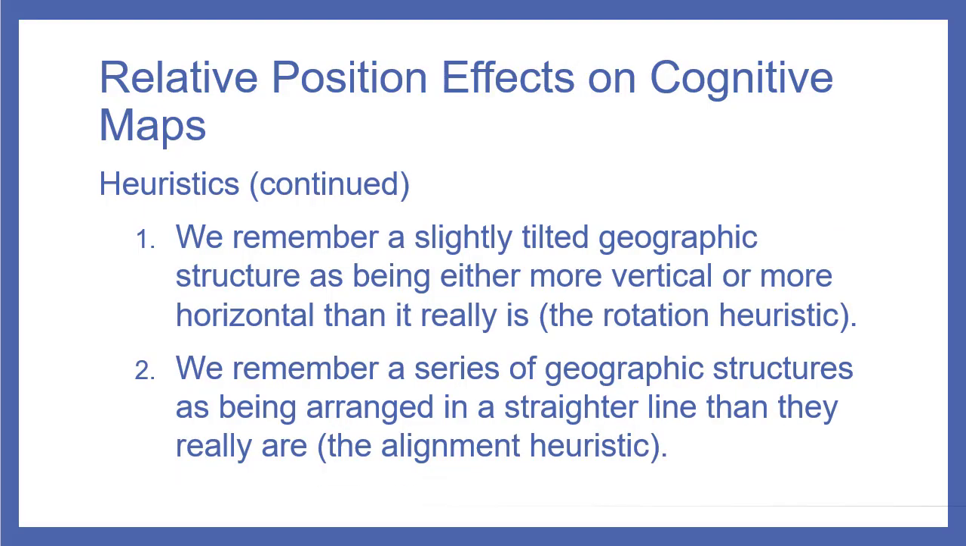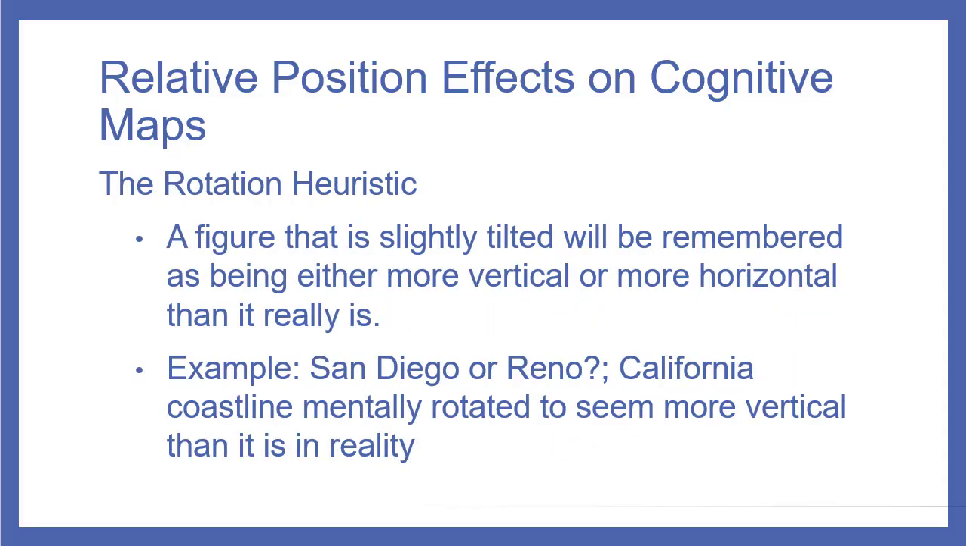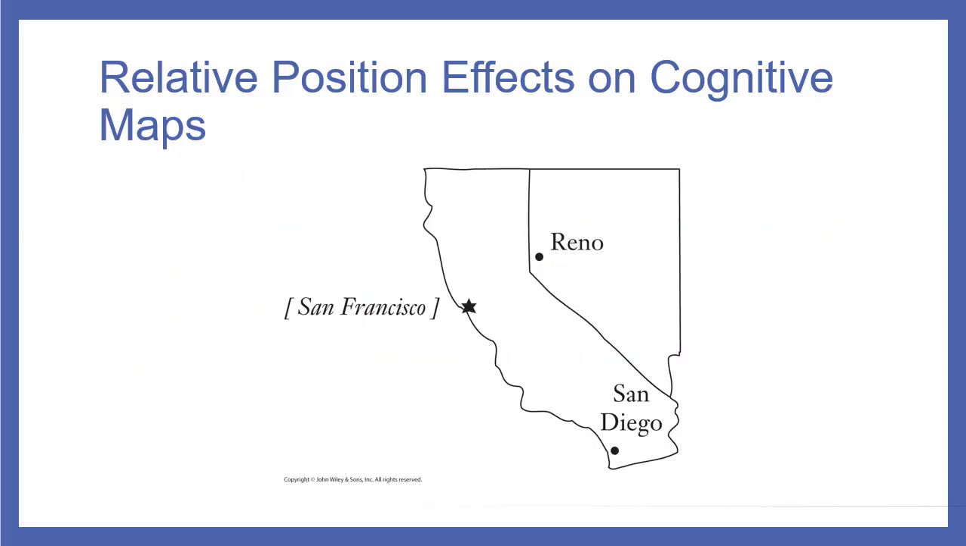And we also remember that things geographically are more lined up or straighter than they actually are, which is the alignment heuristic. The rotation heuristic is also in play here, in that we tend to rotate things and make them more vertical than they actually are. The example from the book talks about which city, San Diego or Reno, is further to the west. And you might think, well, obviously it's San Diego, it's in California, but the answer is Reno. It's actually further to the west than San Diego.